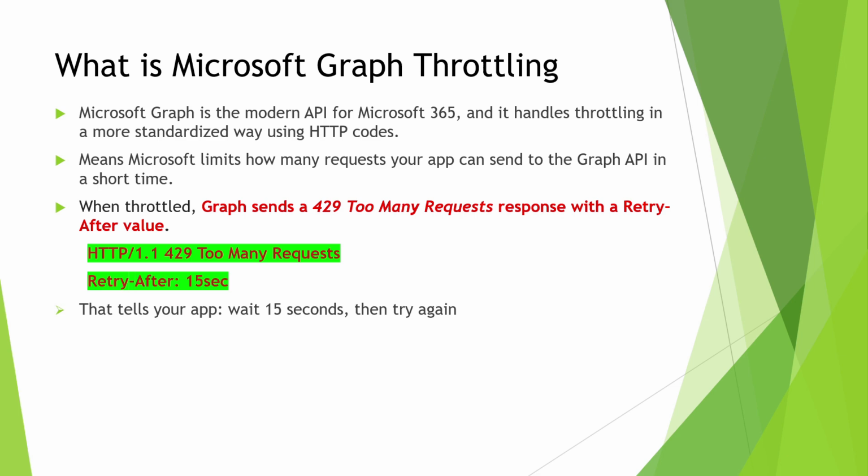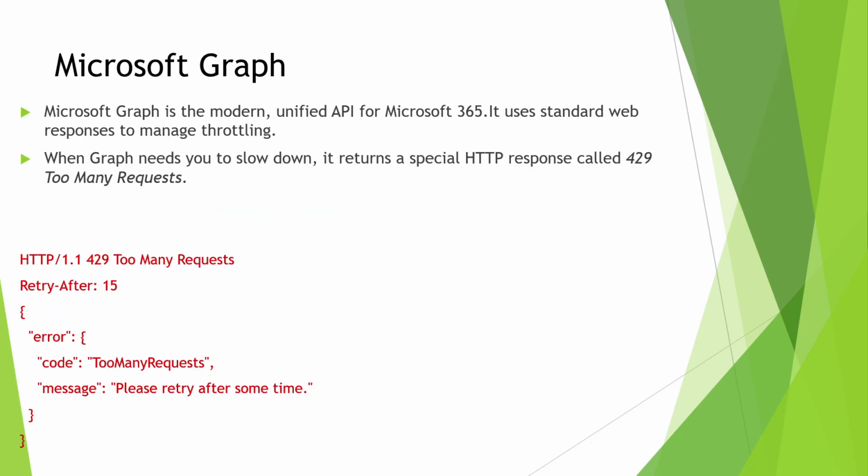Also, with the error, Graph sends a Retry-After header. This tells you exactly how long you must wait before trying again. Like this, it tells your app to wait 15 seconds or 30 seconds, as per your requirement, then you try again. Let's go to the next.